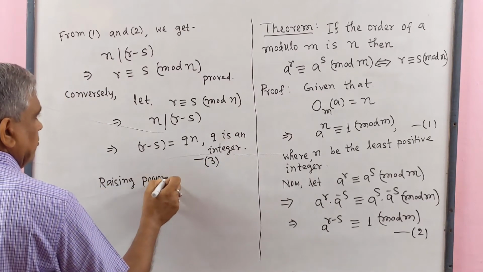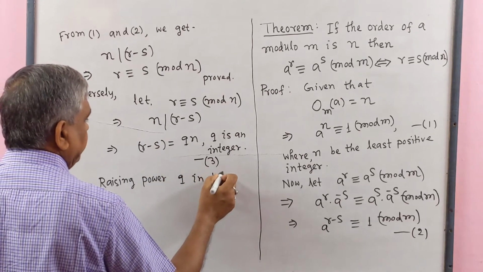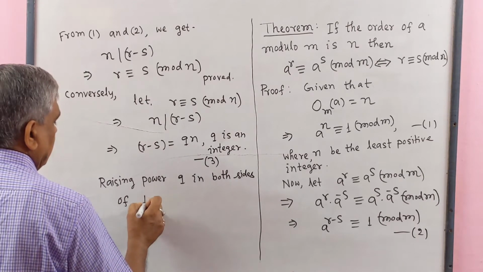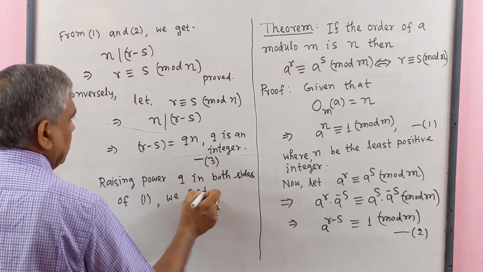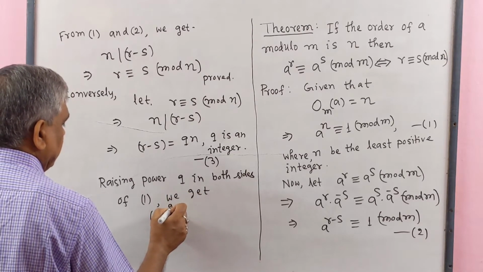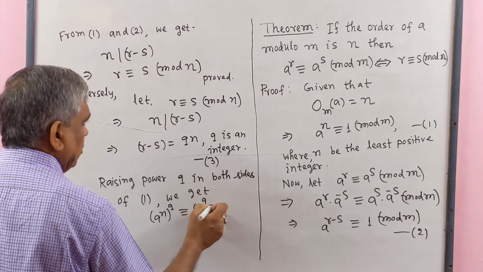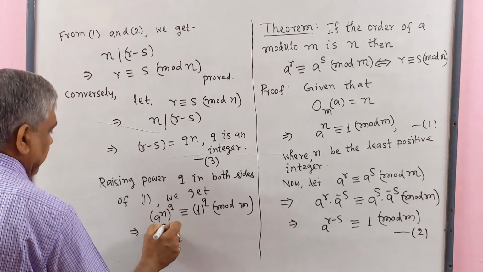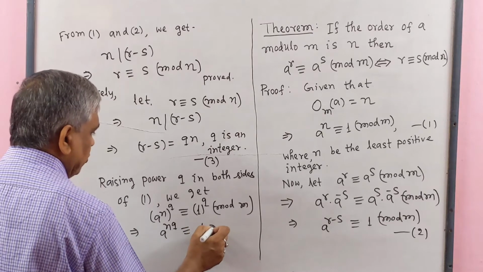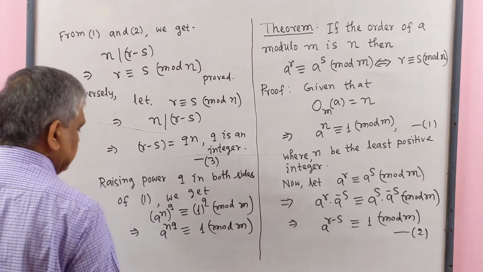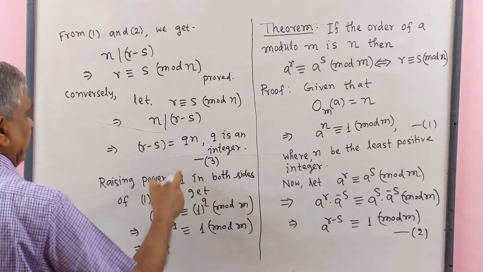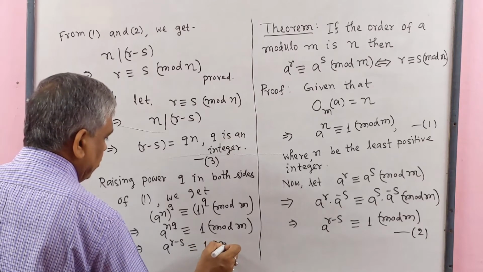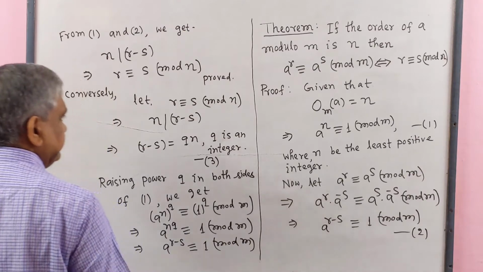Raising power q in both sides of one, we get a to the power n to the power q is congruent to 1 to the power q modulo m, implies that a to the power nq is congruent to 1 modulo m, implies that a to the power, using theory, r minus s is congruent to 1 modulo m. Let this is number 4.